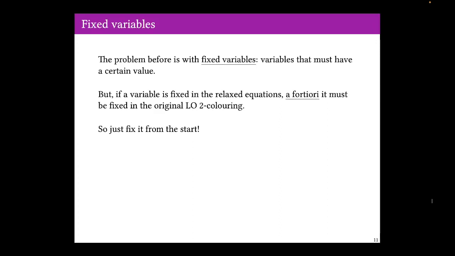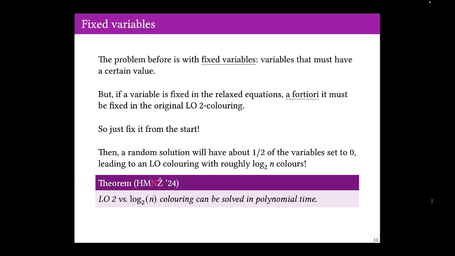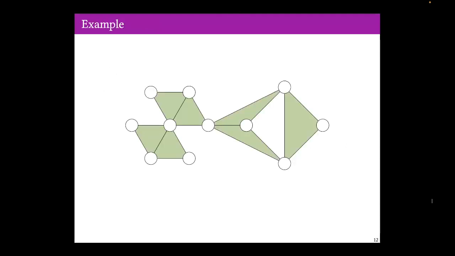So, with this in mind, we can assume that we have no fixed variables at all, and therefore a random solution does in fact set about half of the variables to 0. Therefore, the procedure explained earlier, where we continuously color with higher and higher colors, does in fact work, and does in fact use roughly log n colors. You can lower this by a constant additive difference, even by a log-log factor, but this log-log additive difference isn't that important. This gives us the advertised LO2 versus LO log n coloring in polynomial time. Let's consider a quick example.